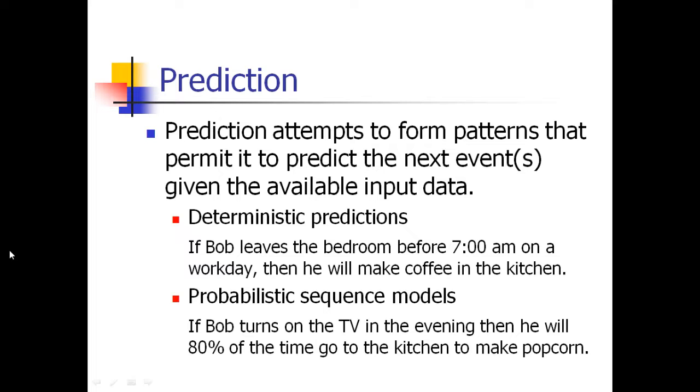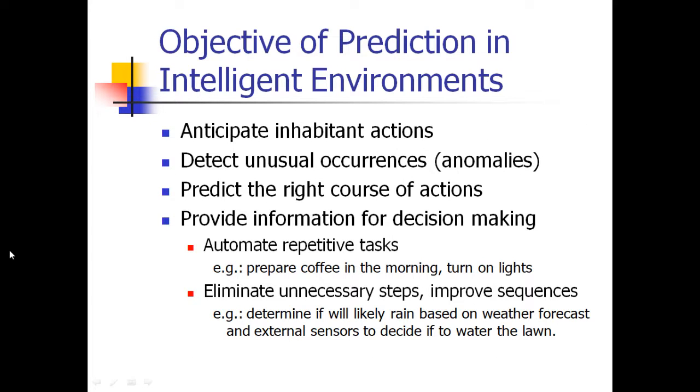Next one is called the probabilistic sequence model. It is nothing but percentage, how much percentage it will be. For example, nowadays we are saying about the climate: 80% it will rain, 50% it will rain. These types of sequence models, like that only, here also Bob watches TV in the evening, he will 80% go to the kitchen to make popcorn. He will not make popcorn every time, only 80% he will make popcorn, like that. Okay, so this is the thing.